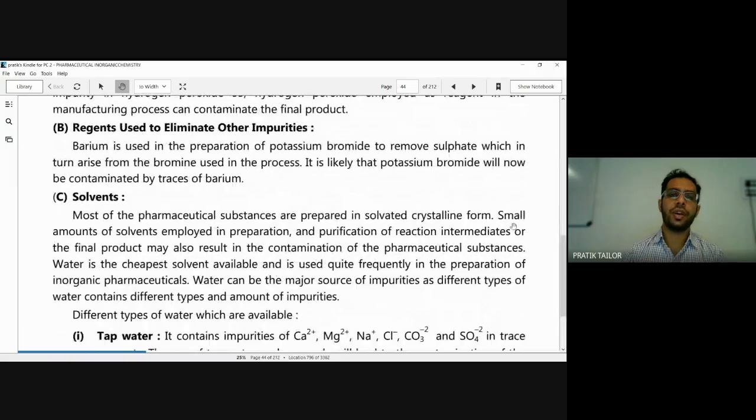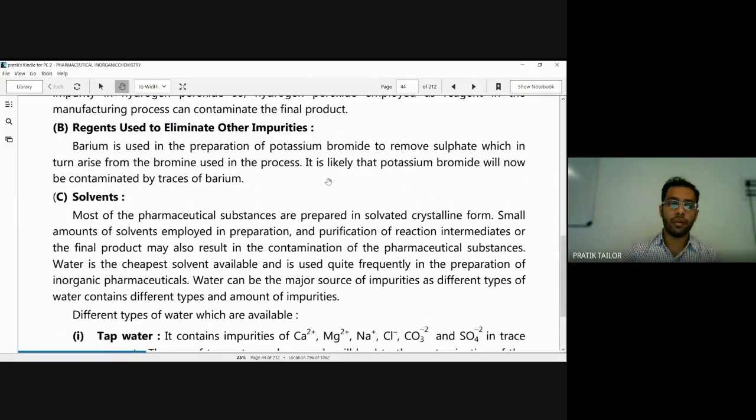Reagent used to eliminate other impurities. Say suppose one impurity is present and you are trying to remove this impurity chemically. So we are adding another reagent to remove the impurity. Whatever reagent we are adding will now give another impurity.